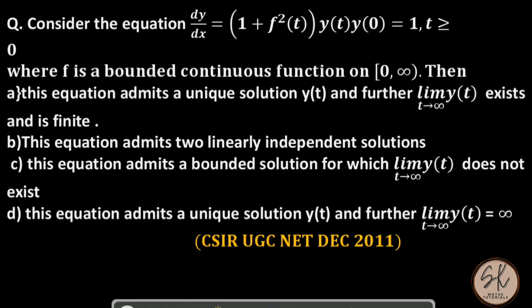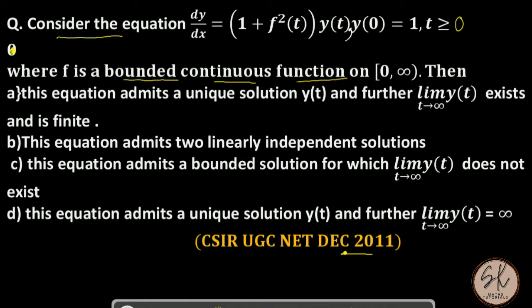Okay, so this question came in CSIR UGC NET December 2011 and the question is: consider the equation dy by dx is equal to 1 plus f square t into y of t, and y of 0 is equal to 1, and t is greater than or equal to 0, where f is a bounded continuous function on 0 comma infinity. Then which of these options will follow, that we have to check.